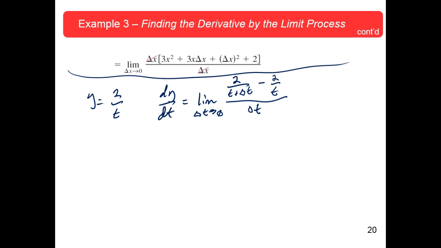Oh, I didn't show you the shortcut on 4, did I? Your power rule. We'll have to wait on that. I'll try to remember to do it after this one. Okay?